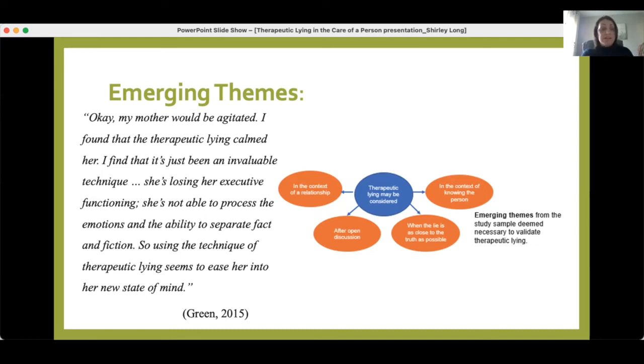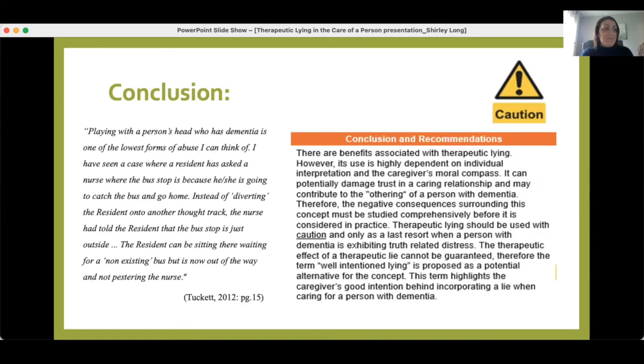It's the next slide. Thanks. This is another quote from the literature, from a care assistant that was working in a care of the older persons unit, in a residential setting. We're saying that if you're going to use therapeutic lying, it should always be in the person's best interest, always as a last resort. And this quote will just highlight some of the concerns that we have.